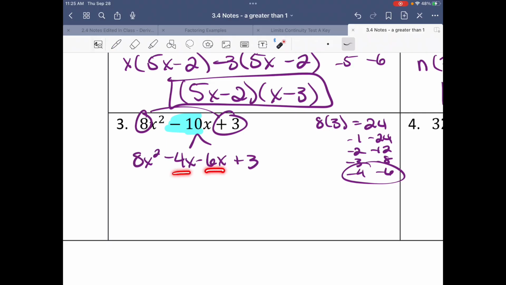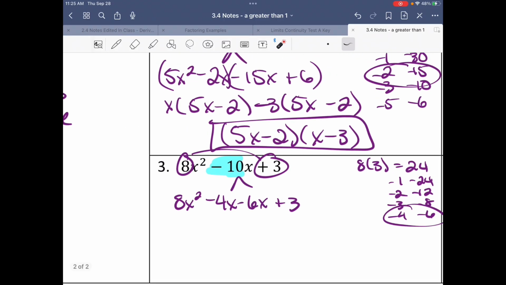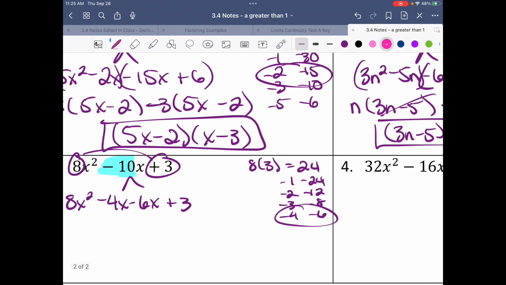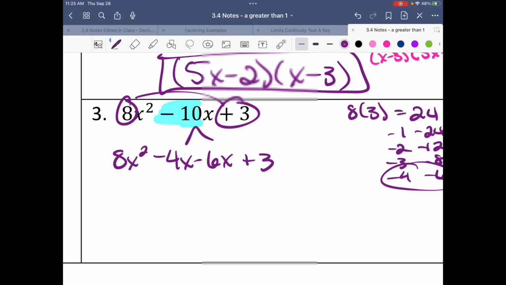One thing to be aware of, and it doesn't change your answer, is that you can switch these two, put the -6x and then the -4x. It doesn't matter. The order of the factors does not matter. So like on this one I did up here, I could switch it and have the x minus 3 first and the 5x minus 2 second. It's still the same as what I have. Multiplication can be done in any order, so it really doesn't matter the order of the factors as long as they're both there.